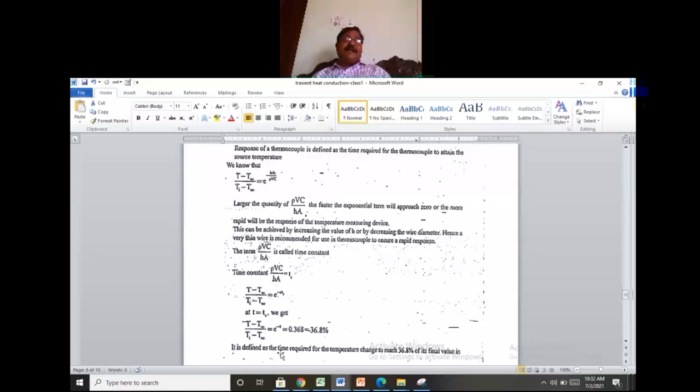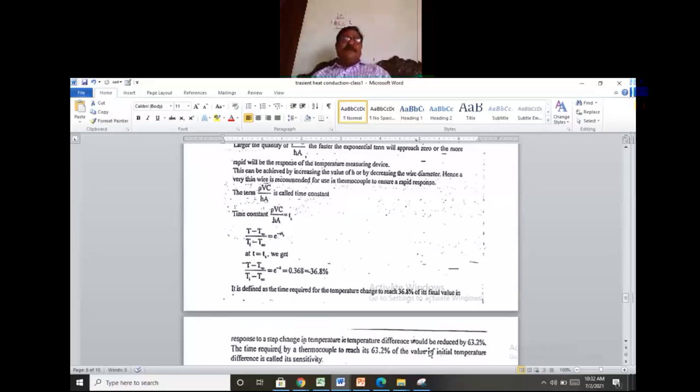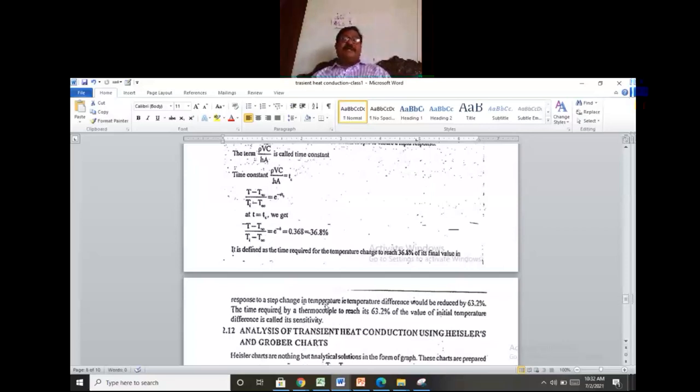It is defined as the time required for the temperature to change to reach 36.8% of its final value in response to a step change in temperature. That is, the temperature difference would be reduced by 63.2%.